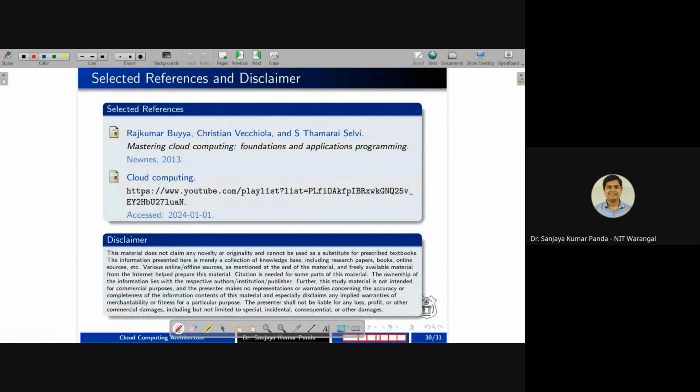If you are interested, you can follow the book by Professor Rajkumar Buyya. It's a very nice book. If you are new to cloud computing, you can go through this book. It is very helpful for beginner to intermediate level. And if you are interested, you can go for the videos by Professor Soumya Kanti Ghosh, who offered the cloud computing course in NPTEL. I have taken some of the slides from this video lecture, so you can refer to that.